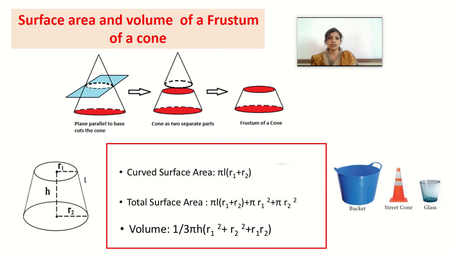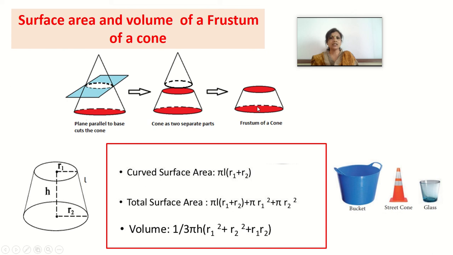Then comes the new solid figure which I was talking about at the beginning. That's total surface area of frustum of a cone. Now what is this frustum? Children, suppose a plane parallel to the base of the cone passes through a cone, then it divides the cone into two parts. This part of the cone is called a frustum. So this figure is frustum, which is nothing but when a plane parallel to the base of the cone cuts the cone into two parts, the lower part of the cone is a frustum.